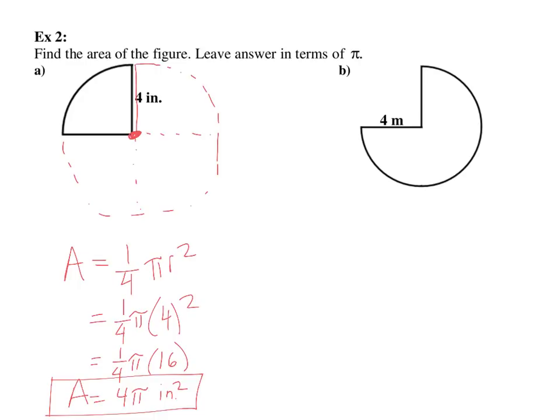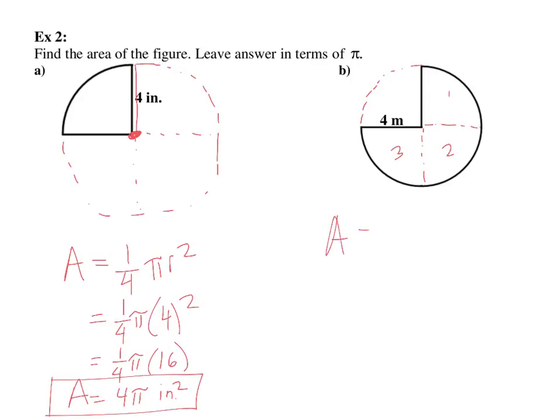All right, now how much of a circle do I have here? Well, if I complete this, then I have a whole circle. So how much of a circle do I actually have? Well, how many fourths do I have here? Here's 1/4, 2/4, 3/4. I have 3 different fourths of a circle.